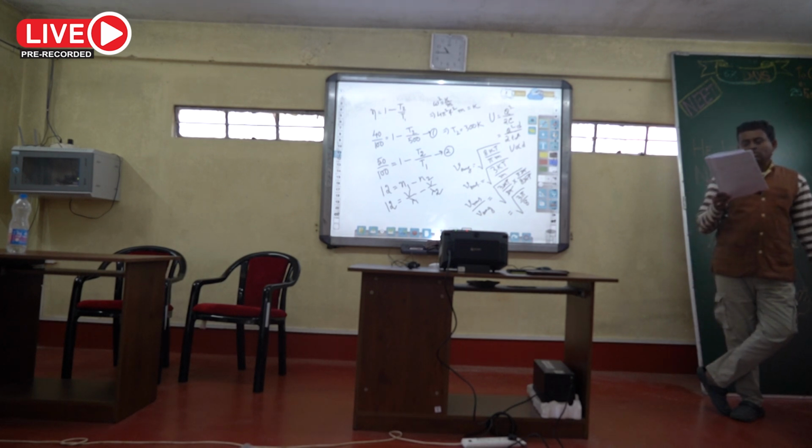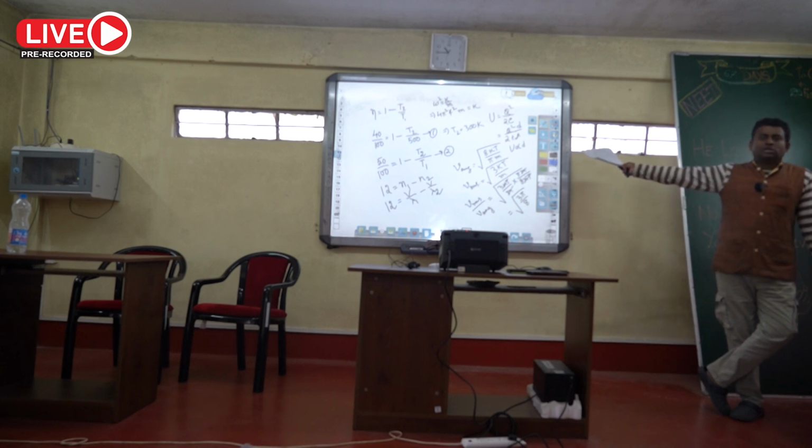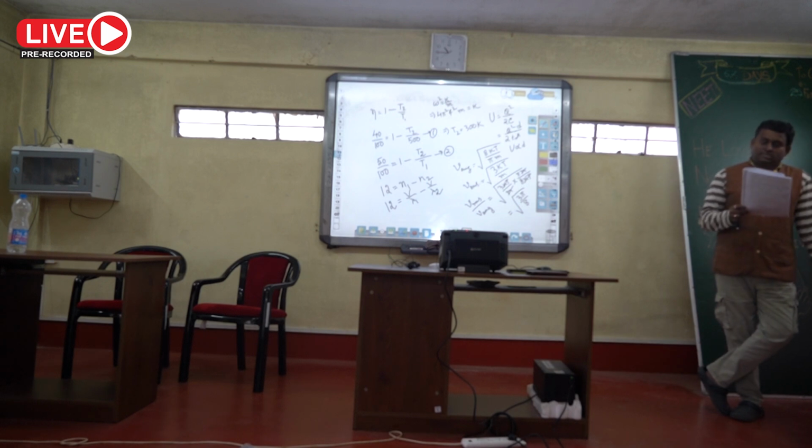See, the first option cannot be correct because C equals epsilon naught A by d. d increases means C will decrease. So the first option is not correct. Second option, potential energy decreases. This shows that U is proportional to d. So as d increases, potential energy will also increase.